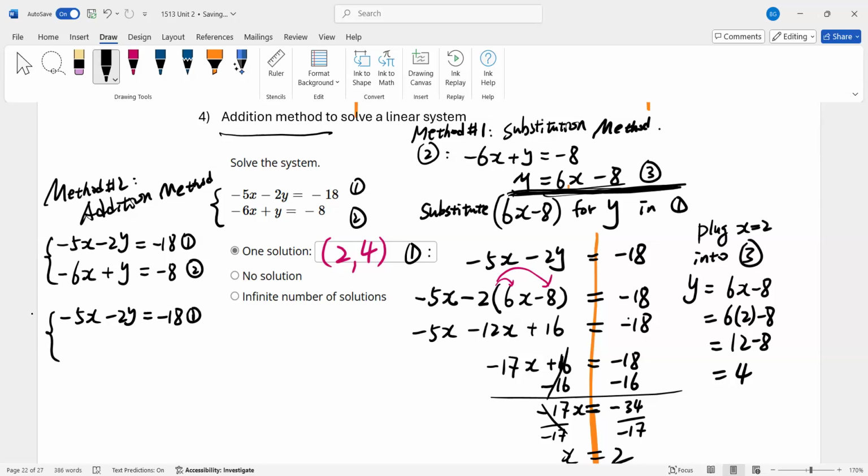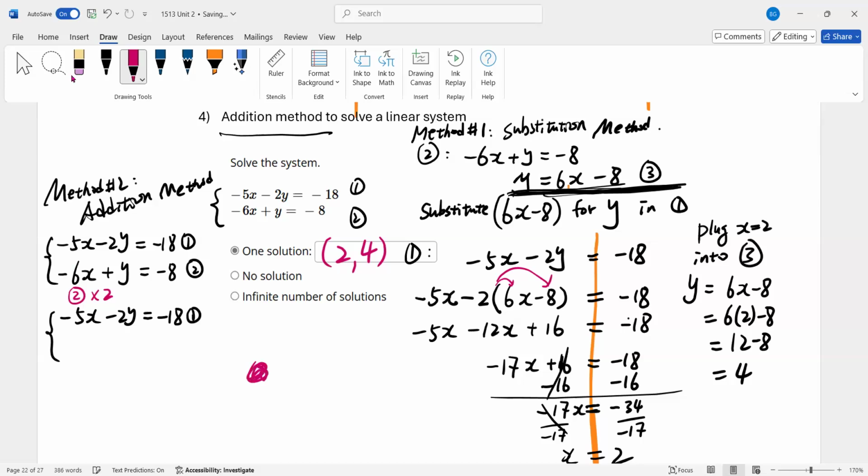Copy equation 1. And then do something to equation 2. What's the thing that we do to equation 2? We're going to multiply equation 2 by +2. Equation 2 has 3 terms in it, right? Yeah, I can write it here.